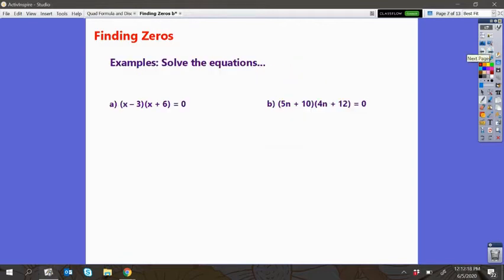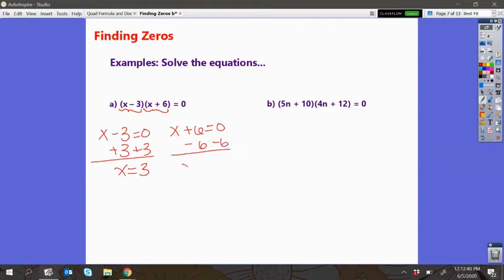For example, I see in letter A, I have two factors being multiplied together to equal 0. So that means that either x minus 3 is equal to 0 or x plus 6 is equal to 0. Solve those one-step equations to get x equals +3 and x equals -6. So we say that the zeros of this function are x equals -6 and 3. We write them next to each other in order from least to greatest.